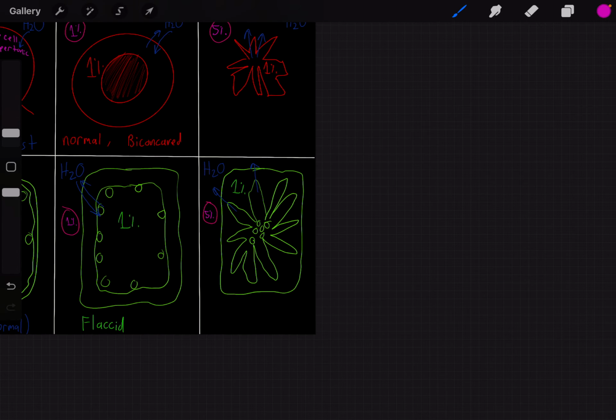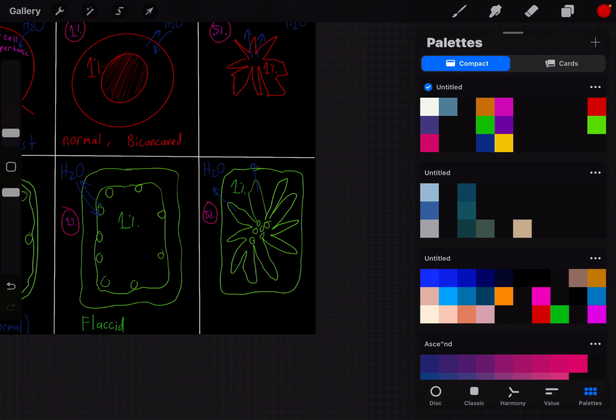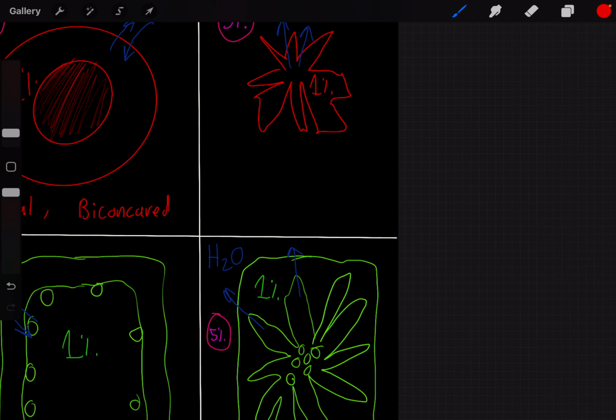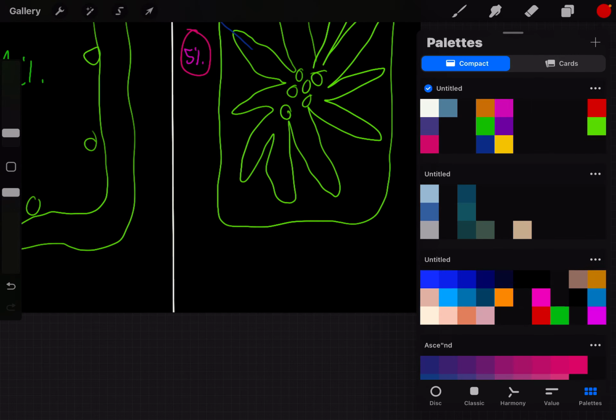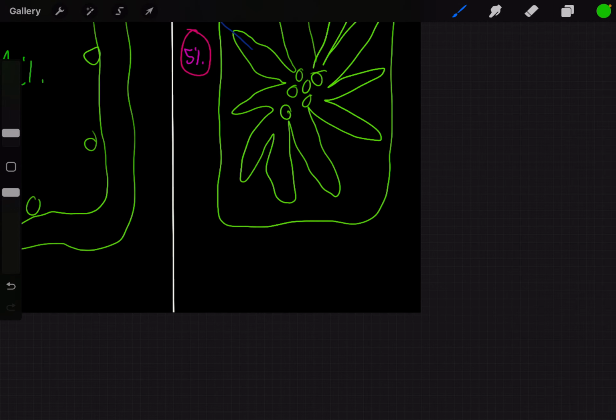What this is called in a red blood cell, you could either just say shriveled, or you can say crenated. As for a plant cell, we call this plasmolyzed.